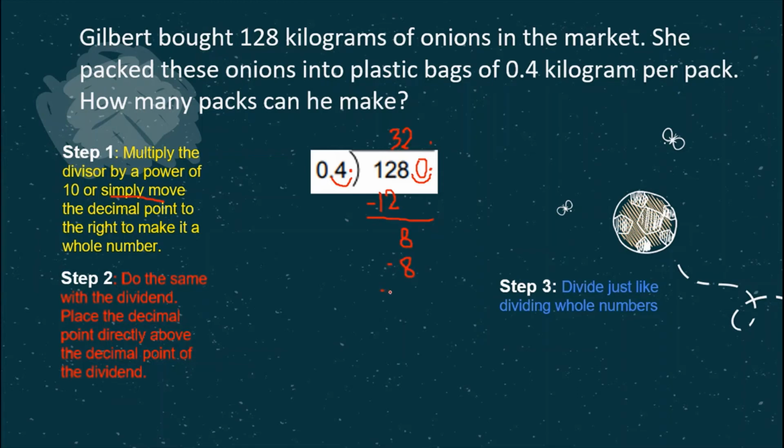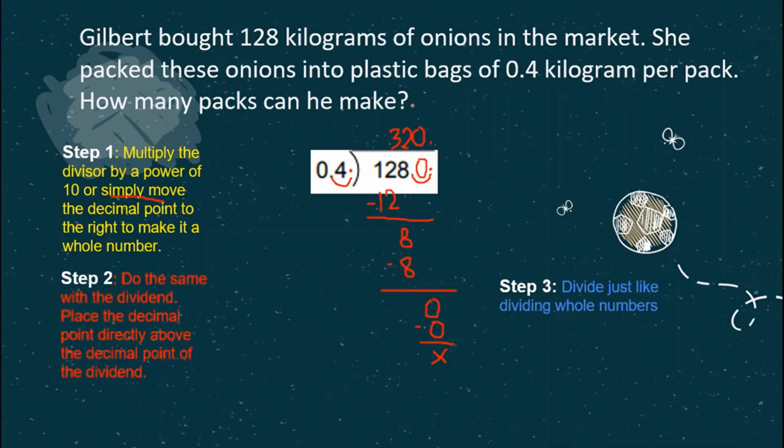This time, let us bring down the 0. 0 divided by 4, that is 0. And 0 times 4 is 0. 0 minus 0 is, of course, 0. There's nothing to bring down, so this will be now our final answer. So, Gilbert can make how many packs of onions? He can make 320 packs. Okay, so any question?